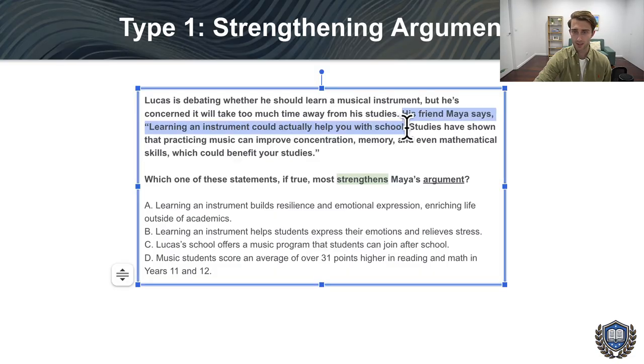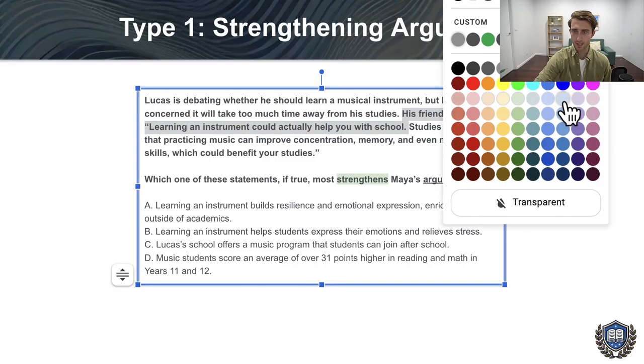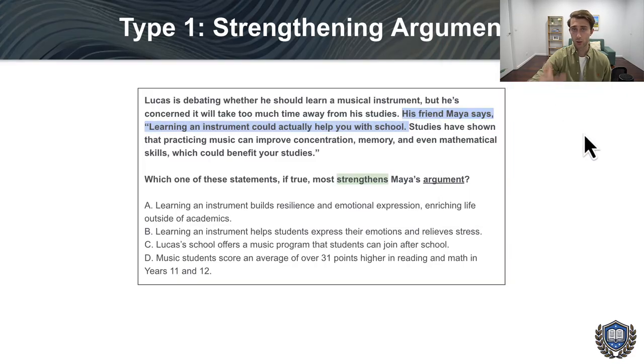And so this first sentence here, this is what we would call the conclusion. The conclusion is the main point which is being made, the main idea. In this case, the main idea is that learning an instrument could help you in school. Now, just finding the conclusion is one thing, but it's really important to understand the key words. What are the key parts of this conclusion?